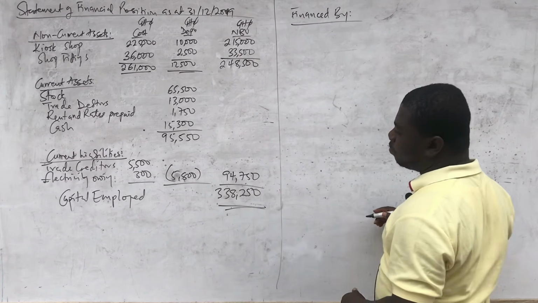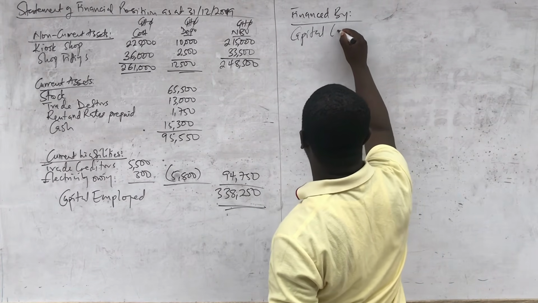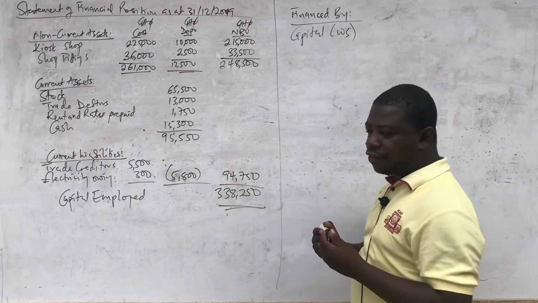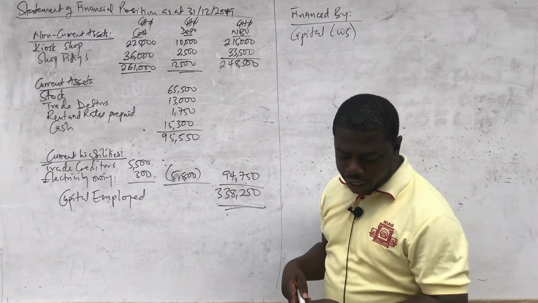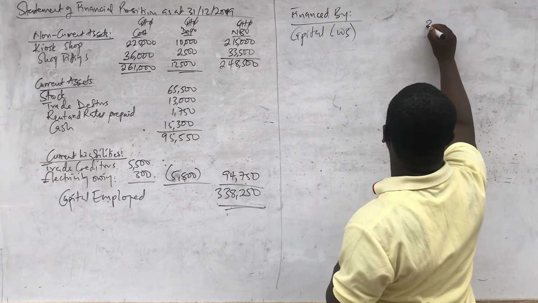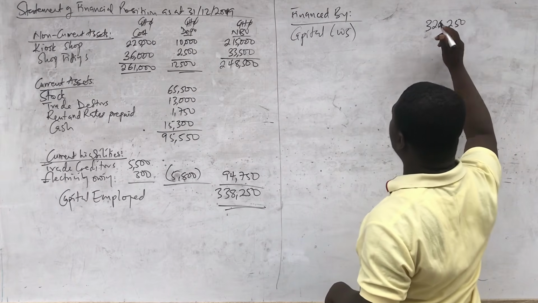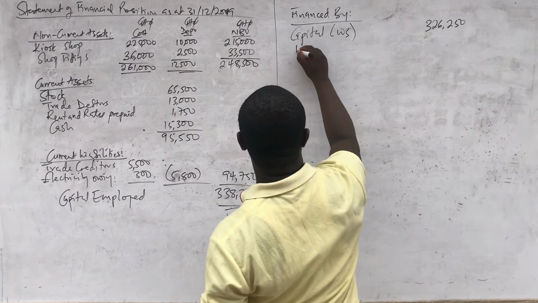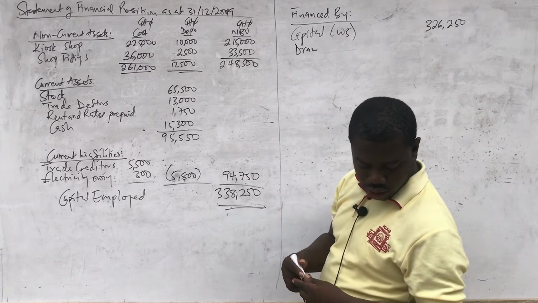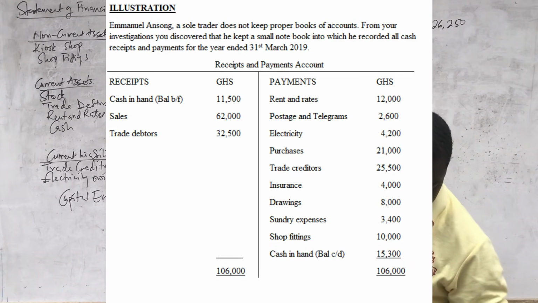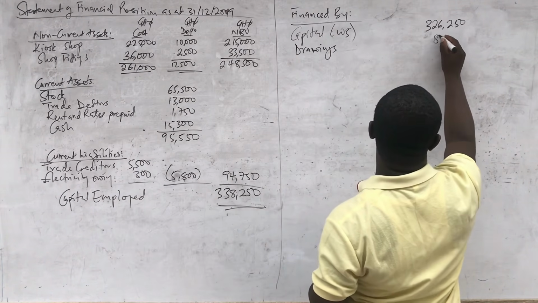So with the financed by figures, we just need the capital. And the capital was established in working 5 when we prepared the opening statement of affairs. So the capital figure that we had was 326,250. That is what we have for capital. And then we can less drawings. I don't know if there was any drawings in the question. Yes, there was drawings in the receipt and payment account. So there was drawings of 8,000.